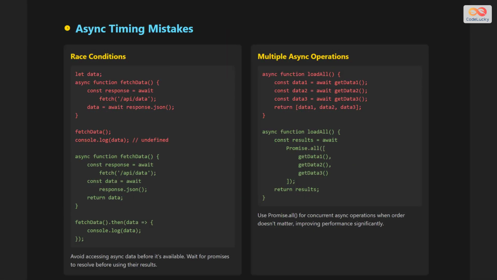Now let us look at some asynchronous timing mistakes. Race conditions often occur when you access data from an asynchronous operation before the operation is completed. In the first code snippet, the console log statement outputs undefined because the data variable is being accessed before it has been populated by the fetch call. To fix this issue, the console log statement should be inside the then method of the promise to ensure it gets printed only after the promise is resolved.